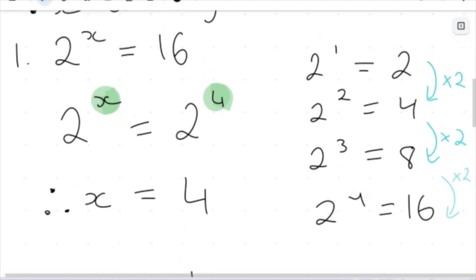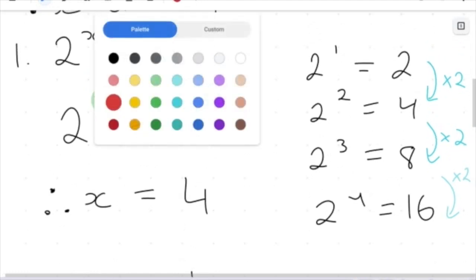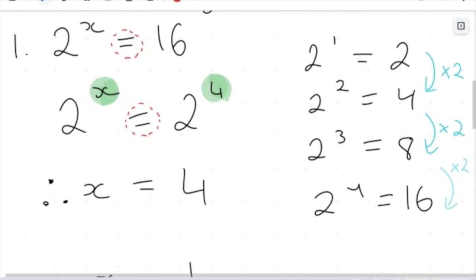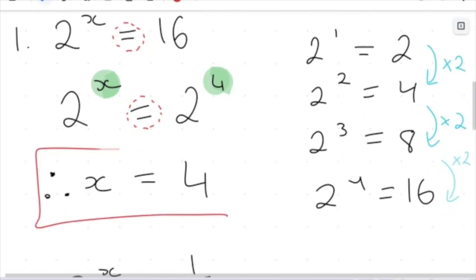And the reason this works is because of this equality idea. With any equation, the left-hand side is equal to the right-hand side. So the only way my thing on the left is going to be equal to my thing on the right is if the powers are equal as well. So that allows us to conclude that our power on the left-hand side must be the same as the power on the right-hand side.